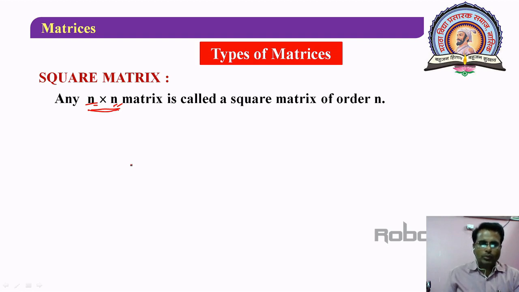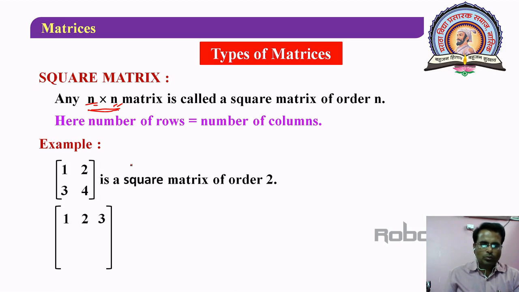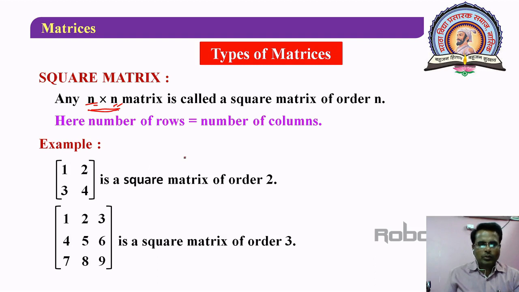If the number of columns is not equal to the number of rows, it is a rectangular matrix. So number of rows equal to number of columns, and with the example we get it clear. This is 1 2 3 4, it is a square matrix of order 2. Similarly 1 2 3 4 5 6 7 8 9, this is a square matrix of order 3. So whenever we have a square matrix, it is not necessary to say that it is a matrix of order n by n. It is sufficient to say that it is a matrix of order n. It is a matrix of order 2, it is a matrix of order 3, because the number of rows is equal to the number of columns.